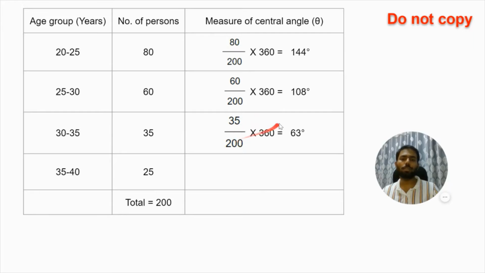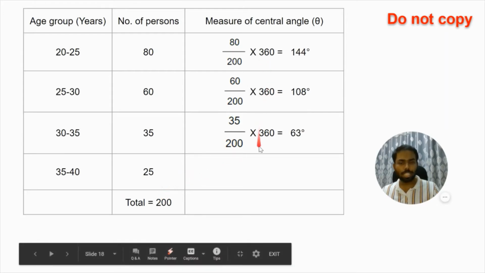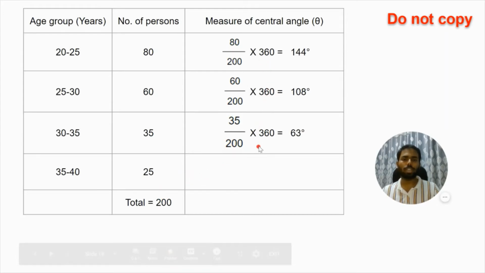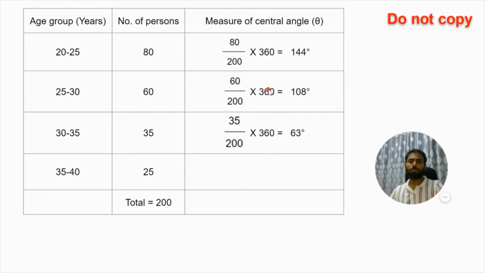35 divided by 200 multiplied by 360. So denominator हमेशा same रहेगा, divided by 200, क्योंकि वो हमारा total है. And multiply by 360 will also be always same. Okay, why are we multiplying by 360? क्योंकि हमें central angle का measure find out करना है pie diagram में, और total circle का angle कितना होता है 360. That's why we are multiplying by 360.